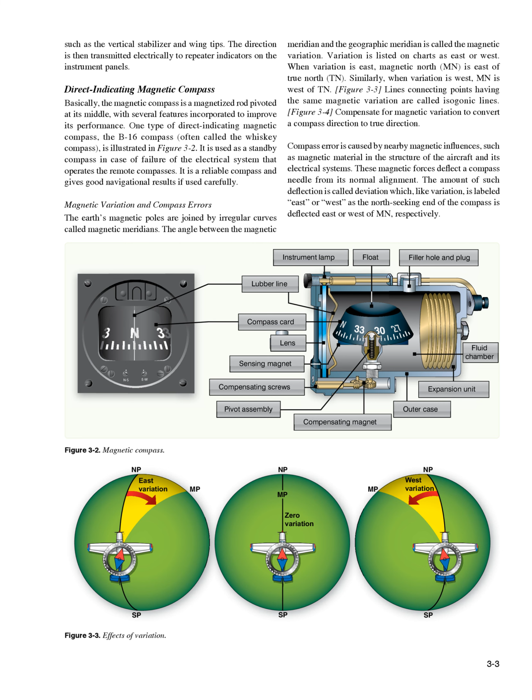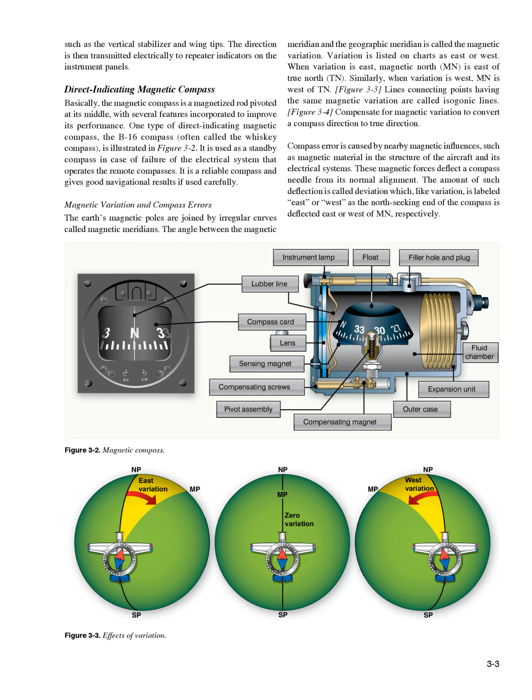Magnetic variation and compass errors. The Earth's magnetic poles are joined by irregular curves called magnetic meridians. The angle between the magnetic meridian and the geographic meridian is called the magnetic variation. Variation is listed on charts as east or west. When variation is east, magnetic north, Mn, is east of true north, Tn. Similarly, when variation is west, Mn is west of Tn.